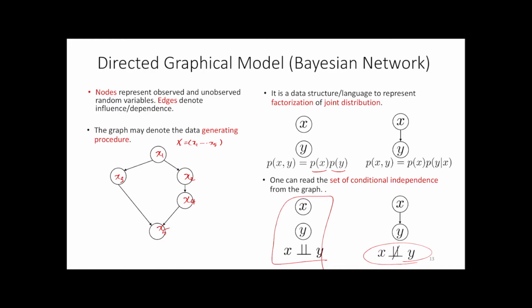So if I want to draw a sample from this probability density, one way to view it is that first I generate a sample from x1. And then I create x2 based on the observation that I have from x1. And then x3 based on x1.